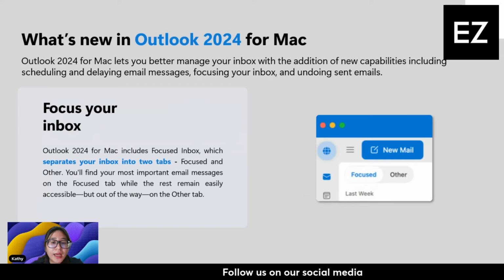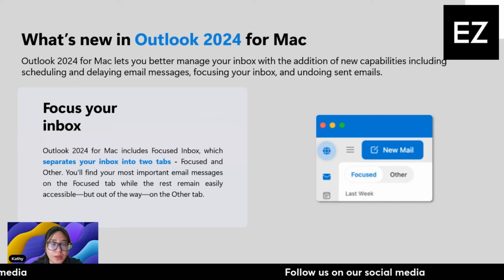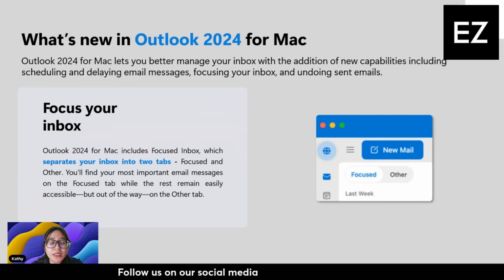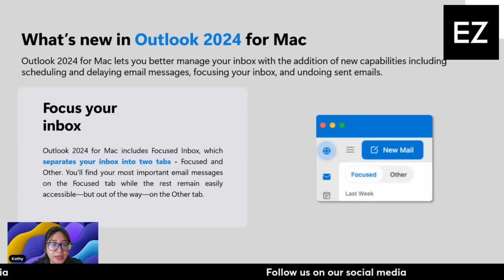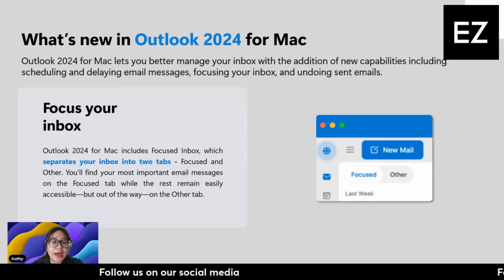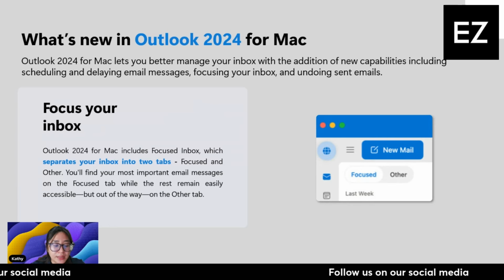Then moving on, this is also specifically for Mac, focusing on your inbox. There's a focused inbox and the others. Focused, of course, will have your most important emails, and all of the emails that are flagged and everything will be there. And then there's the others tab. So you don't have all your emails jumbled together in one list.